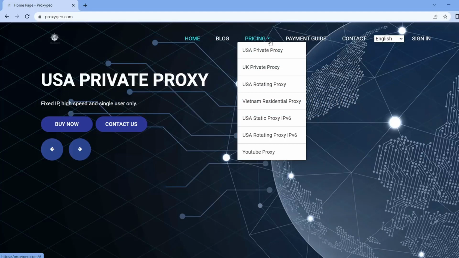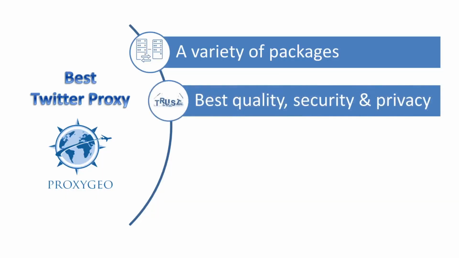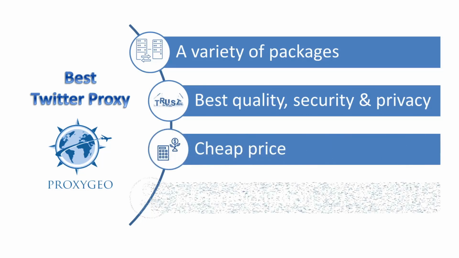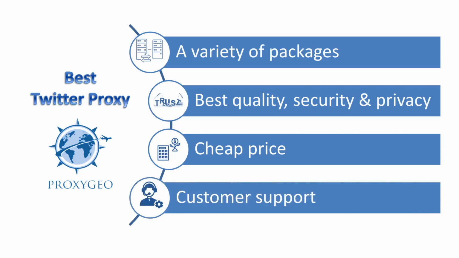You can buy one of the following proxy packages to manage Twitter accounts as you need: USA Private Proxy, UK Private Proxy, USA Rotating Proxy, Vietnam Residential Proxy, USA Static Proxy IPv6, or USA Rotating Proxy IPv6. We make sure to provide the best quality Twitter proxy with security, privacy, cheap price, and excellent customer support.